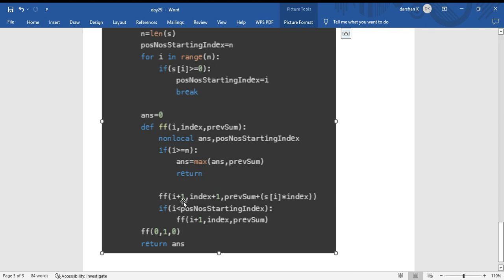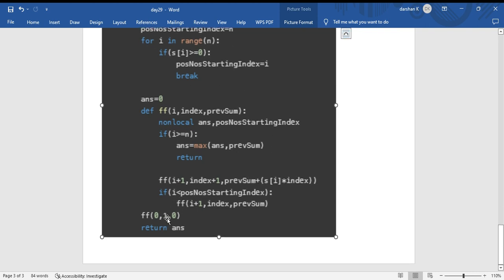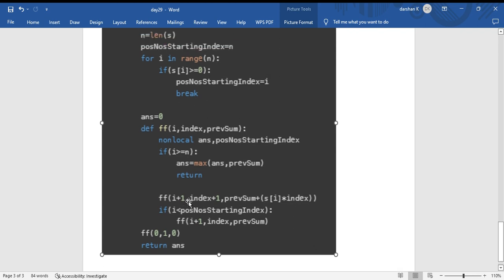How are we doing it? I am going to the next number, I'm incrementing the index also, and the previous sum I'm appending with this coefficient value: previous sum plus s of i into index. Index is like the cumulative time to prepare that array, right? 1, 2, and 3. Suppose the third index means it will be 3, right? That's how I'm doing it. Index in this case, students are starting from 1. This is the only point you have to consider.